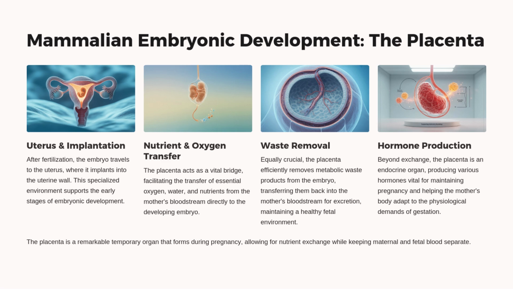Waste removal. Equally crucial, the placenta efficiently removes metabolic waste products from the embryo, transferring them back into the mother's bloodstream for excretion, maintaining a healthy fetal environment. Hormone production. Beyond exchange, the placenta is an endocrine organ, producing various hormones vital for maintaining pregnancy and helping the mother's body adapt to the physiological demands of gestation. The placenta is a remarkable temporary organ that forms during pregnancy, allowing for nutrient exchange while keeping maternal and fetal blood separate.